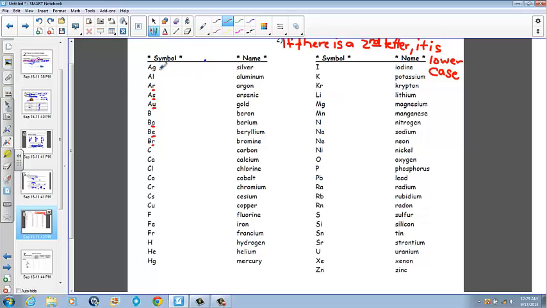Otherwise you're kind of saying that there are two different elements there, and you have to watch out because some of them don't even exist. Like G is not a symbol for any element. So if you go through all of these, basically they're starting with the first letter of the name of the element. Some of them are not, so they're tricky, and you would just have to memorize those.